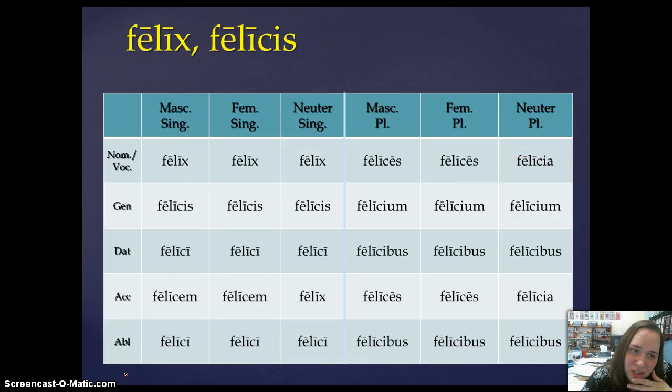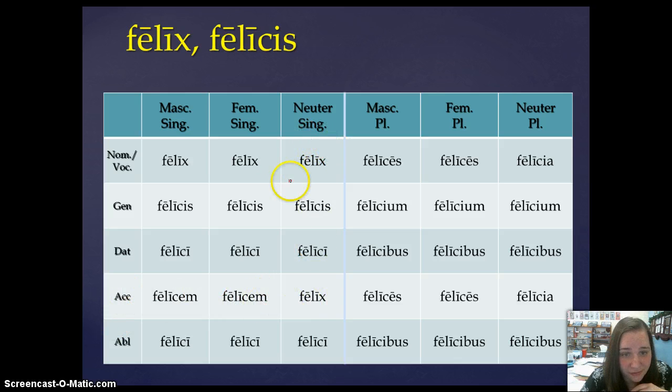The last kind of adjective that you have to know about, excuse me, is felix, felicis. This is, again, one of those ones that has the entire masculine, feminine, and neuter. Nominative singular is going to be felix, but then felicis is our genitive. So felix, felix, felix, felicis, felicis, felicis, felici, felici, felici, felicem, felicem, felix.